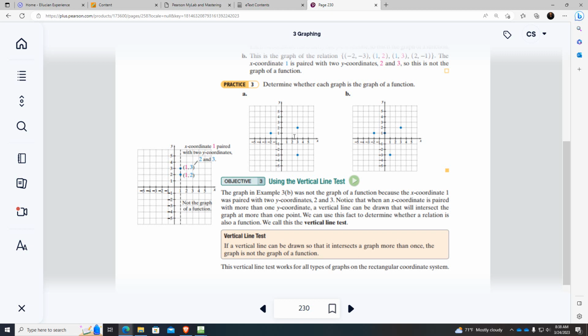Notice this is the same thing as the definition of a function. So I have an ordered pair. I have the ordered pair 3, 2, x value being 3, y value being 2, and then I have the ordered pair 3, -3. So that x value of 3 is being repeated with 2 different points. So that's the same definition, just a different way of viewing it when we have a graph.